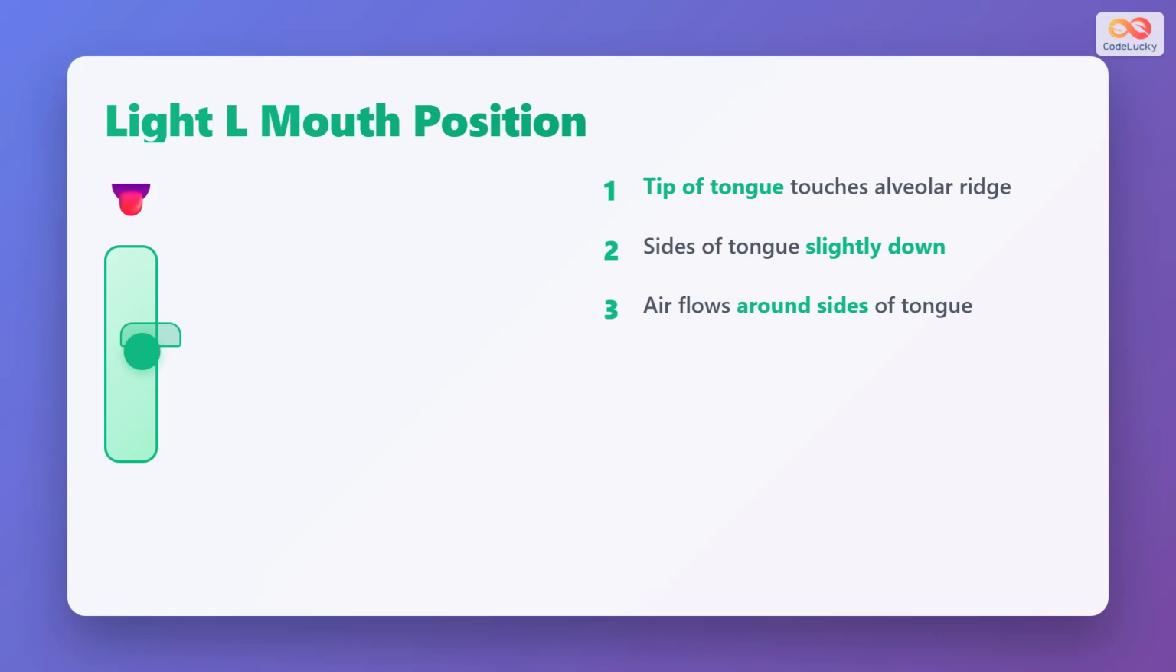Now let's talk about exactly how to position your mouth for the light L. First, the tip of your tongue touches the alveolar ridge. This is the bumpy area behind your upper front teeth. Second, keep the sides of your tongue slightly down. Third, let air flow around the sides of your tongue. This combination creates that bright, clear light L sound. Practice this position slowly until it feels natural.